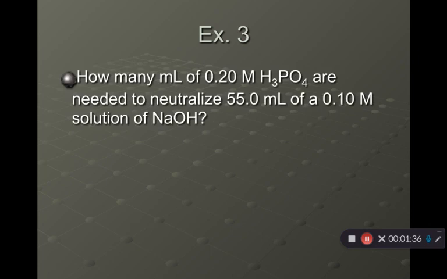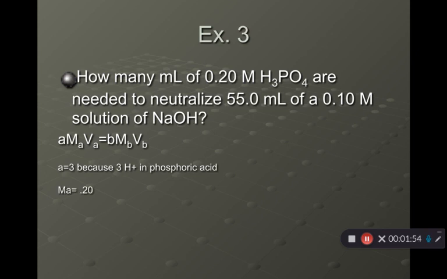So just to make sure you understand this method, if you had to neutralize phosphoric acid with sodium hydroxide and you were to use this method, your a would equal 3 in front of the MAVA because you have 3 H's in H3PO4. The MA, or molarity of the acid, they tell you, is 0.2 molar. The VA is X. They want to know how many milliliters of acid, so the volume of acid is X.